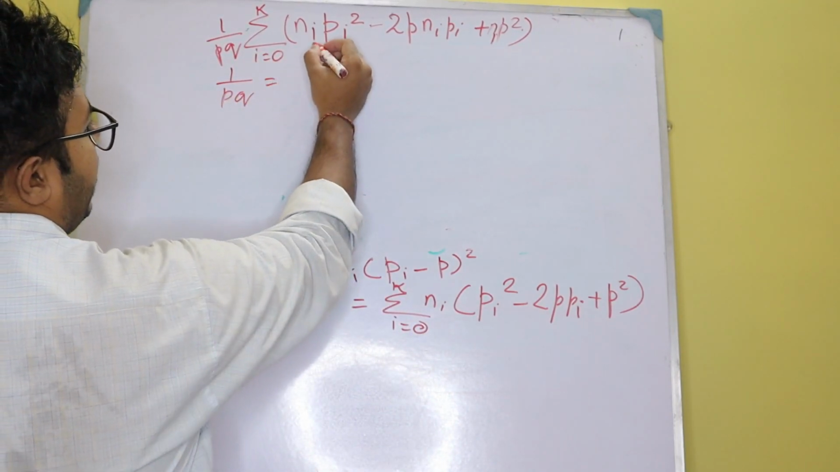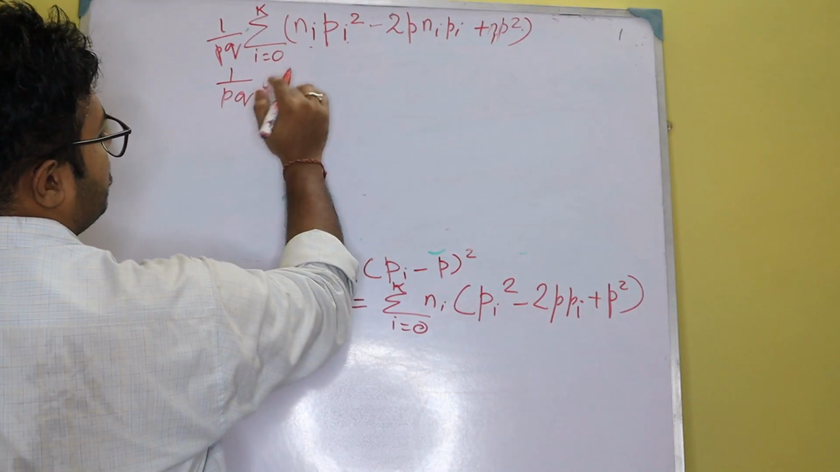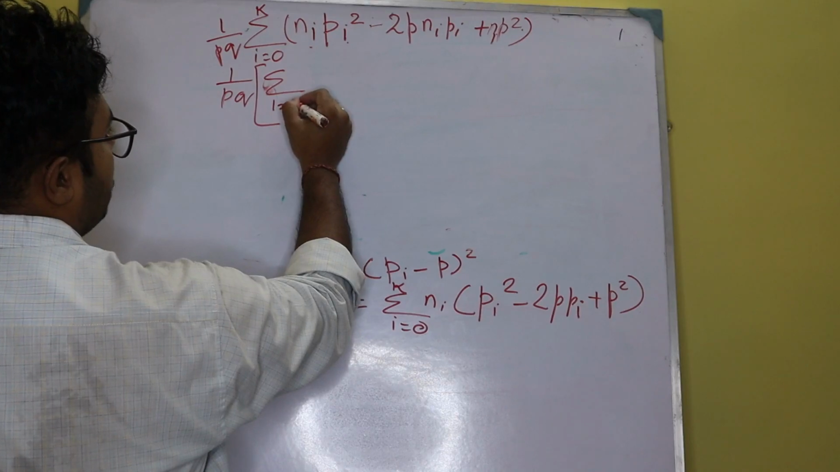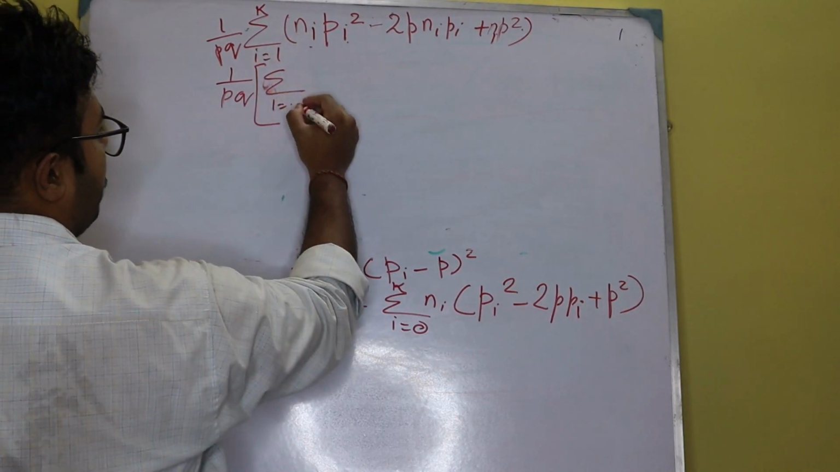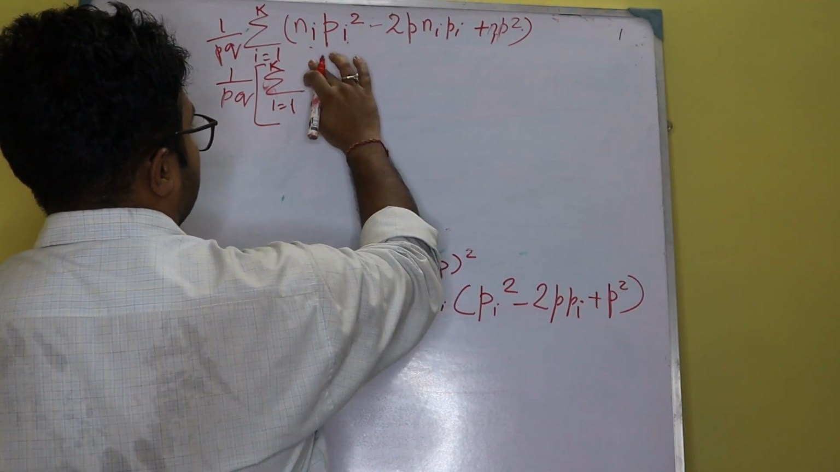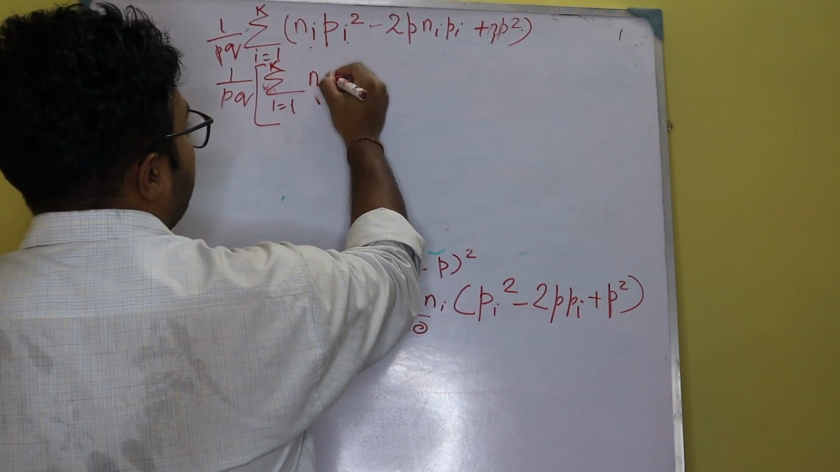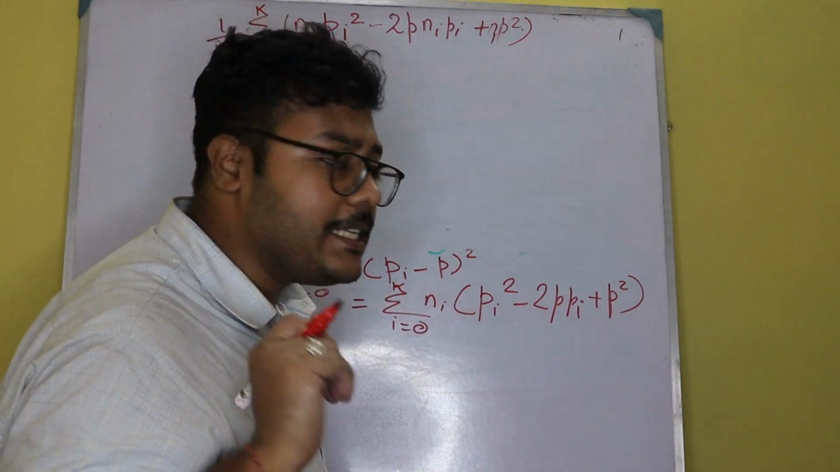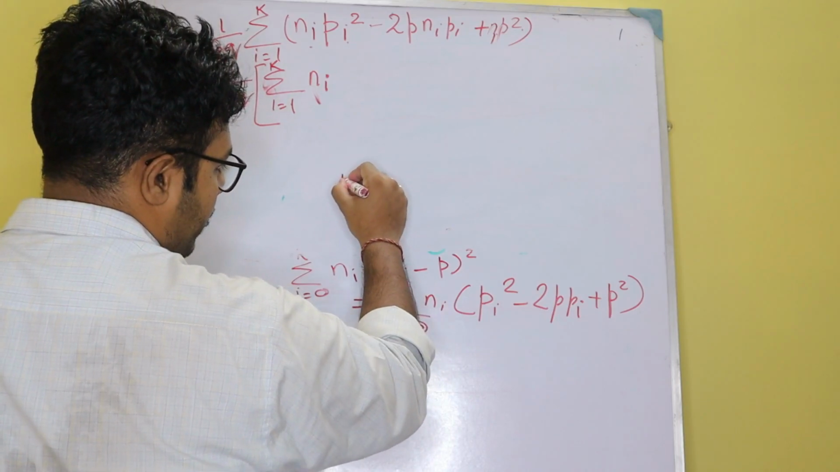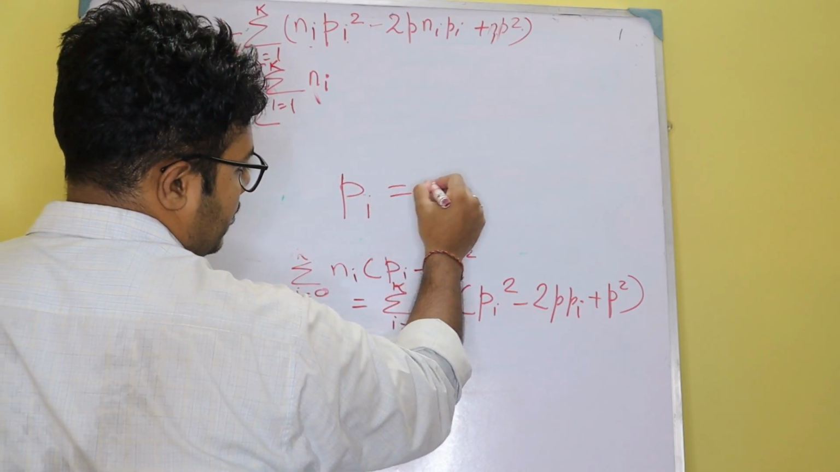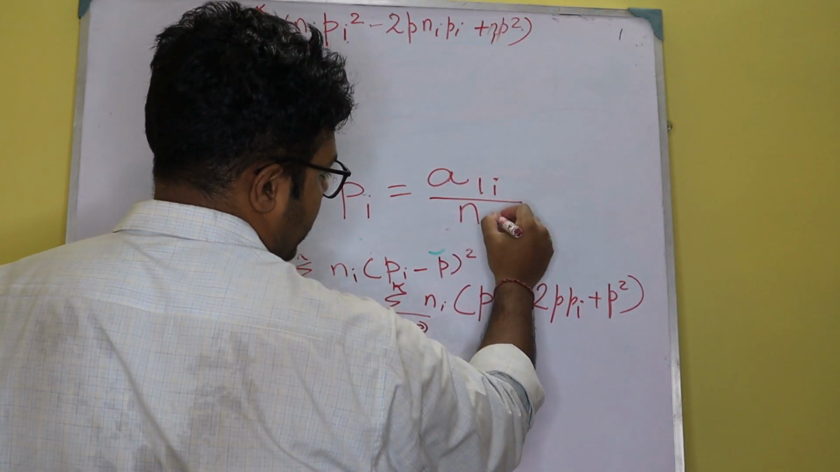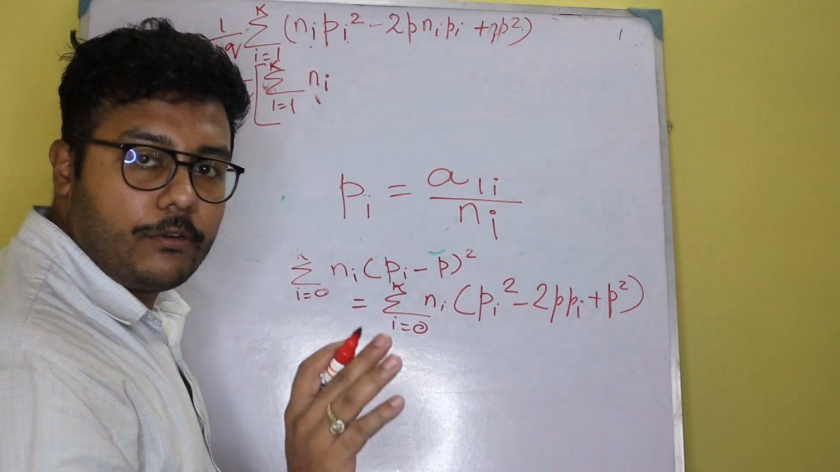So you can see here ni pi, these are all variables. So this will be summation of i equal to 1. So this is not 0, this will be 1. i equal to 1 to k. ni will remain as it is. Now what is pi? Pi, as I have told you before, pi is equal to a1i by ni. This is the thing I told you before.